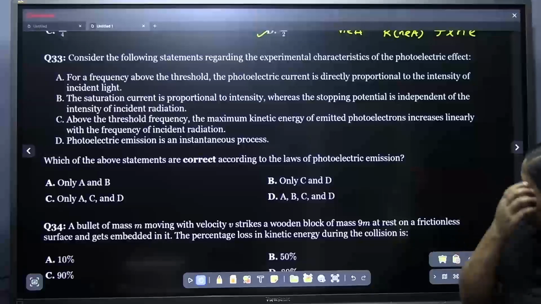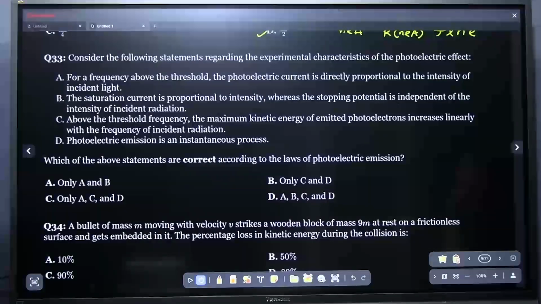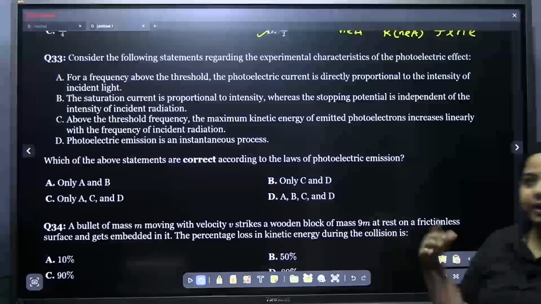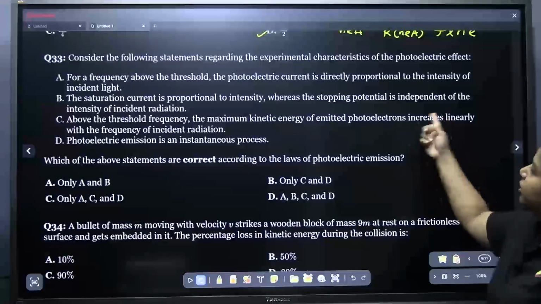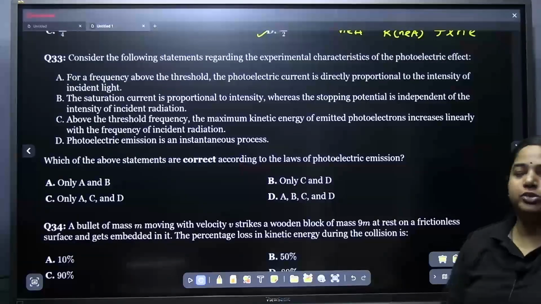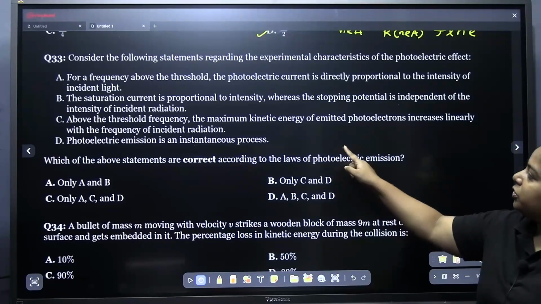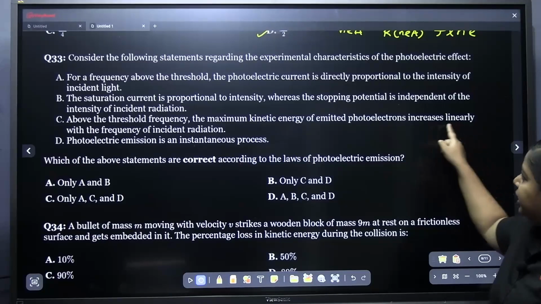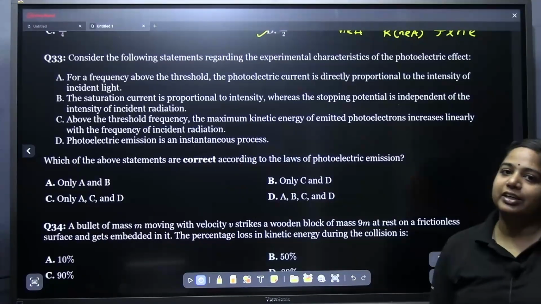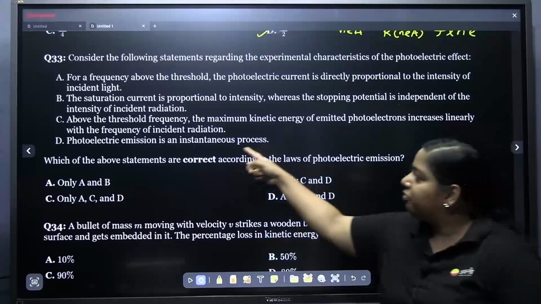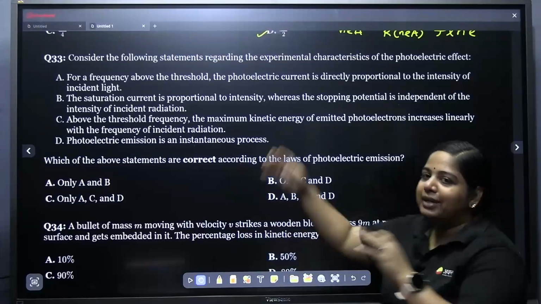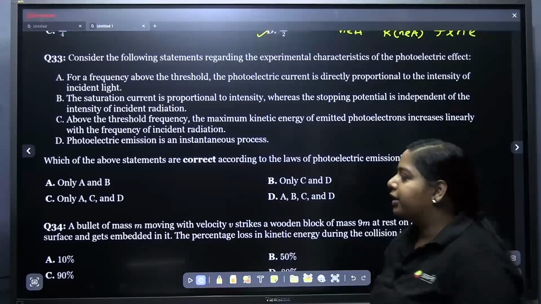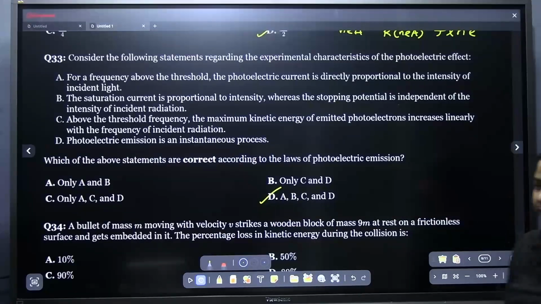Next one, 4 statements are there. For frequency above threshold, photoelectric current is directly proportional to intensity of incident light. That is true. Second one, saturation current is proportional to intensity, whereas stopping potential is independent of intensity. That is also true. Third one, above threshold frequency, maximum kinetic energy increases linearly with frequency of incident radiation. That is true. Last one, photoelectric emission is an instantaneous process. That is also true. These are the basic observations we see in the photoelectric effect. So the answer is A, B, C and D.